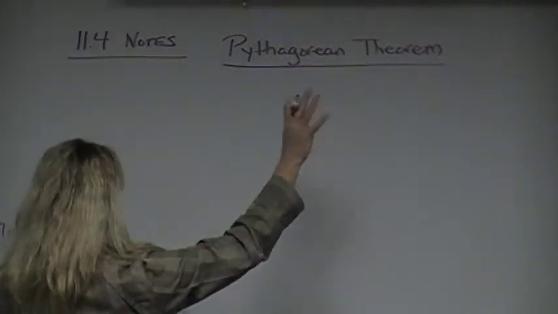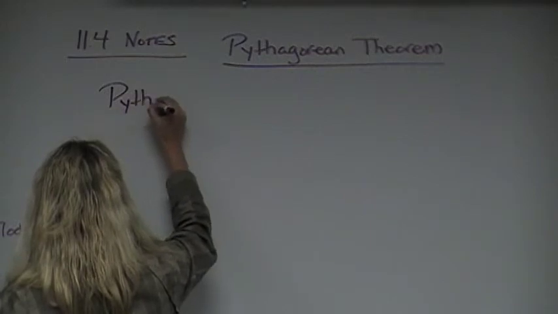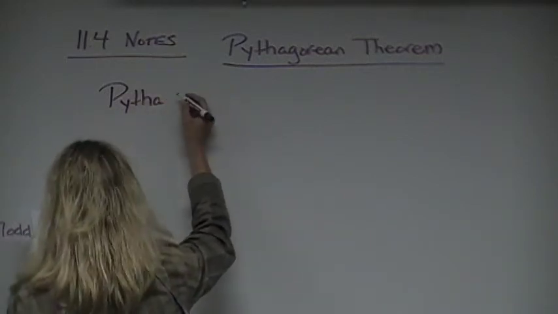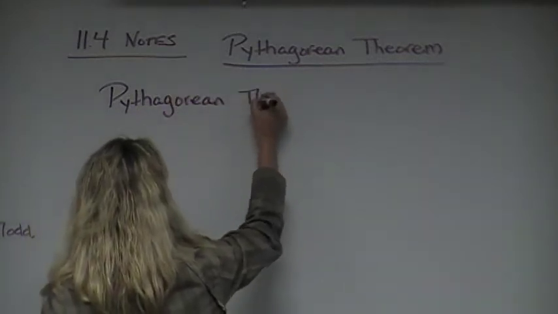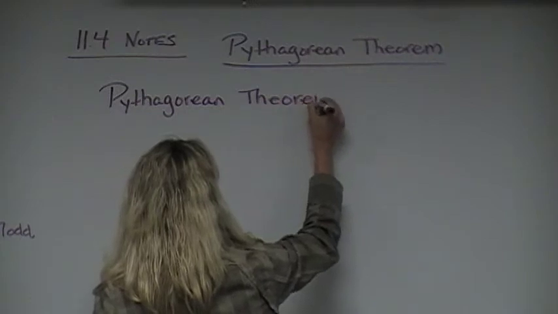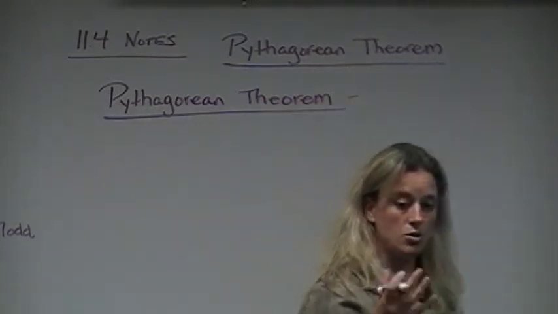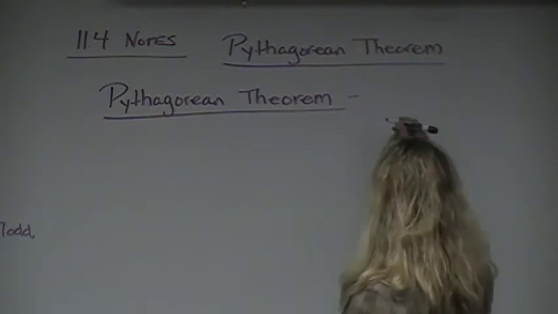Okay, this is what the whole lesson's on. The Pythagorean theorem was developed by a man named Pythagoras. Makes sense, Pythagorean theorem. He came up with this theorem to find the length of an unknown side in a right triangle. The Pythagorean theorem can only be used with a right triangle. Okay, let's make sure we put that on there.